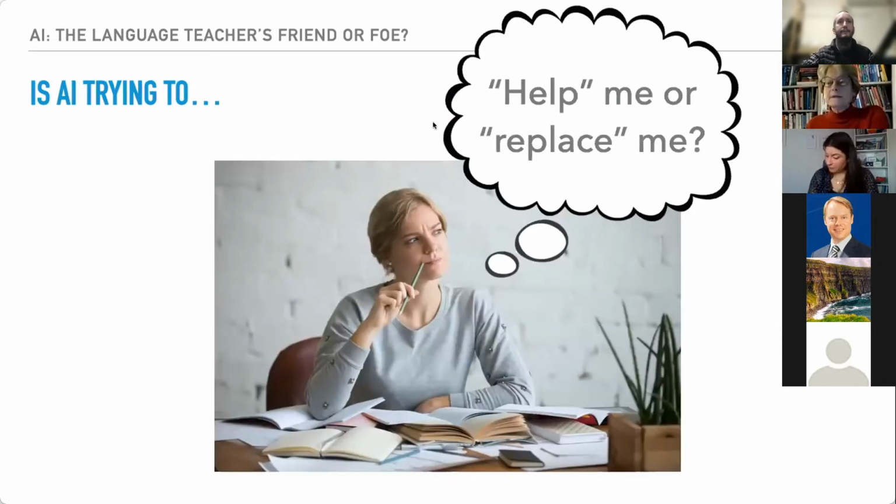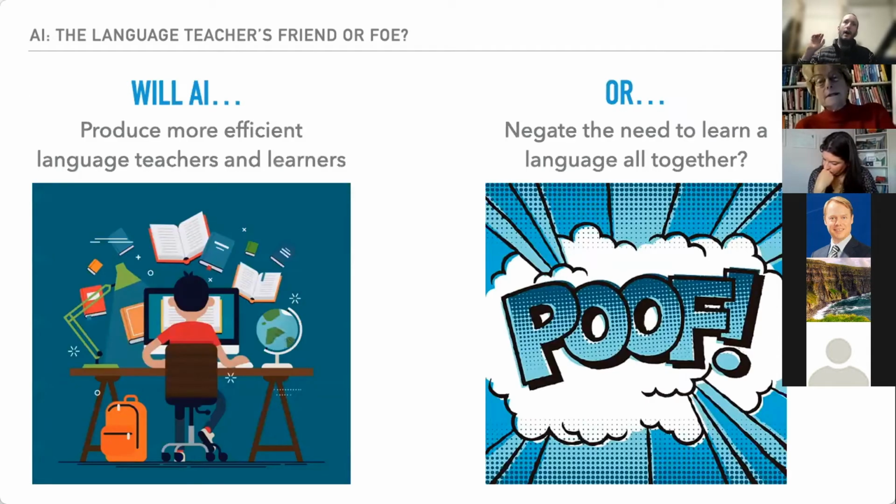by AI. Okay, so coming back to the question of, is AI a language teacher's friend or foe? I think the important question that language teachers are asking themselves is, is AI trying to help me, or is it actually trying to replace me? And Professor Gorham touched on this quite a lot. And underlying that is a more fundamental question. Will AI produce more efficient language teachers and learners, or will it simply negate the need to learn language altogether?